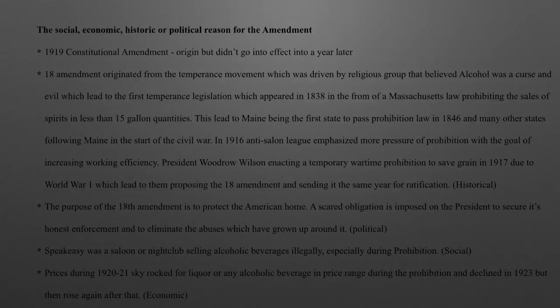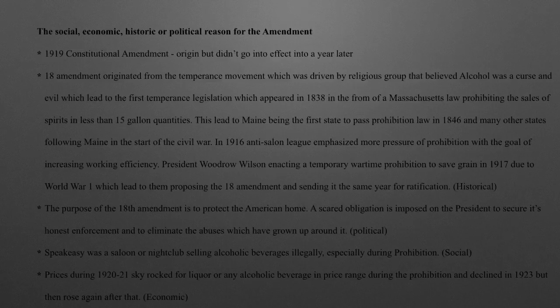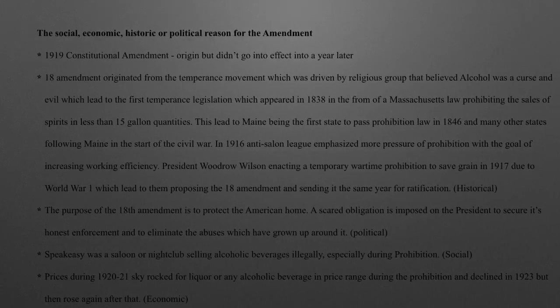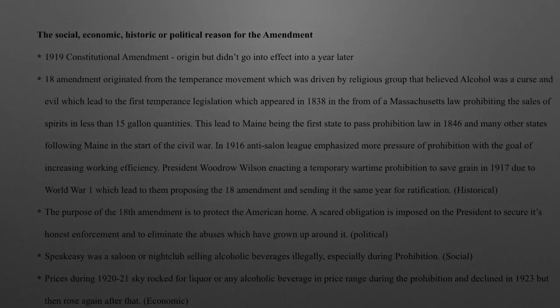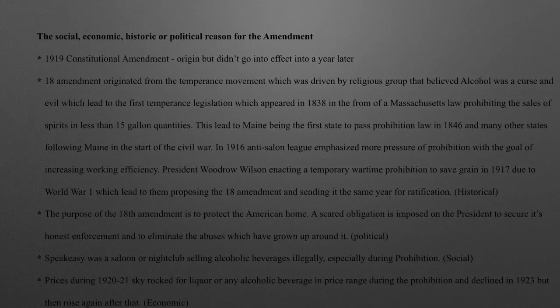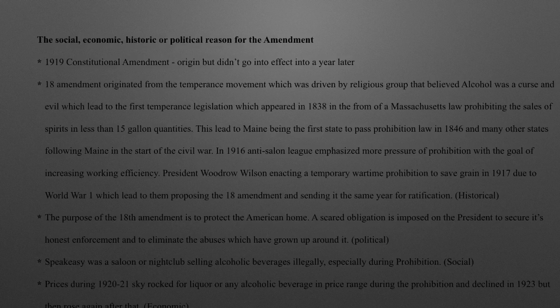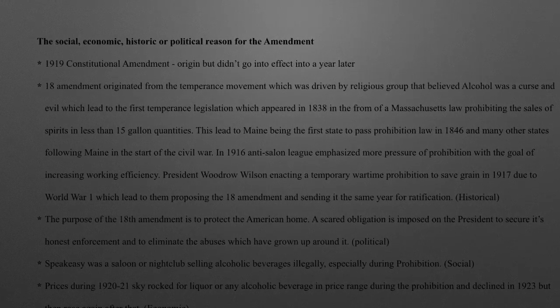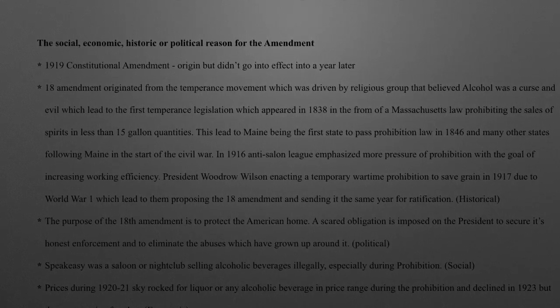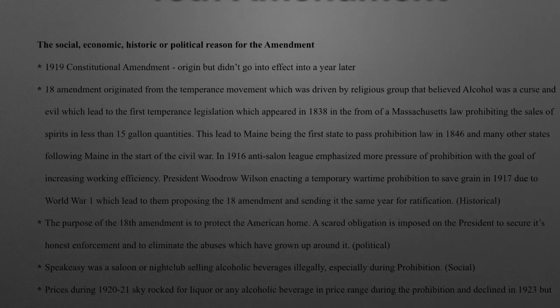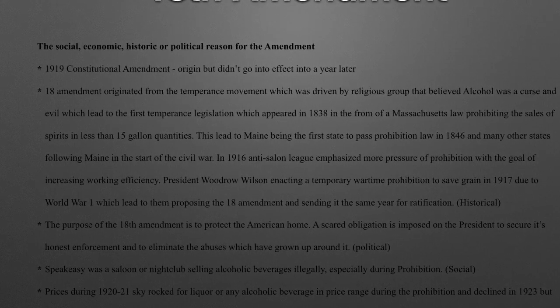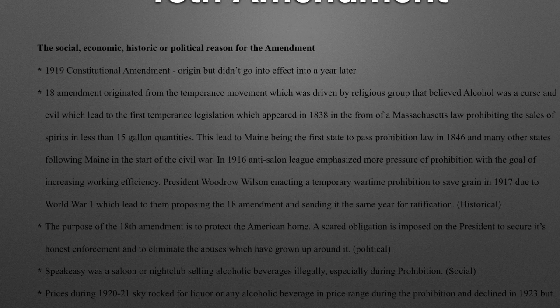The social, economic, historic, or political reason for the amendment. The 1919 Constitutional Amendment was the origin, but it didn't go into effect until a year later. The 18th Amendment originated from the temperance movement, which was driven by a religious group that believed alcohol was a curse and evil. This led to the first temperance legislation, which appeared in 1838 in the form of a Massachusetts law prohibiting the sale of spirits in less than 15-gallon quantities.